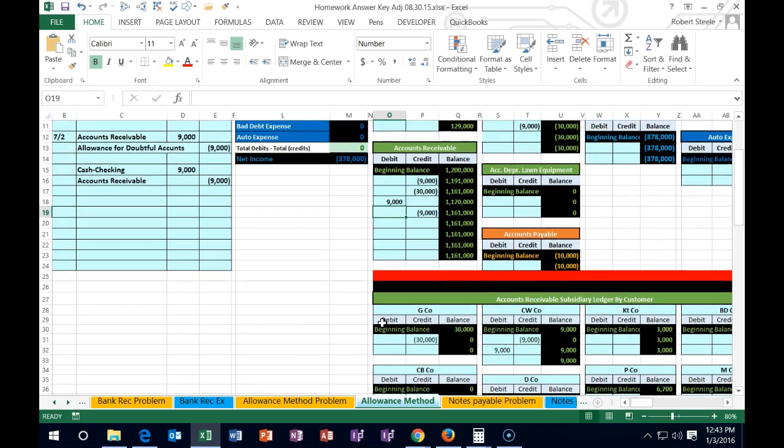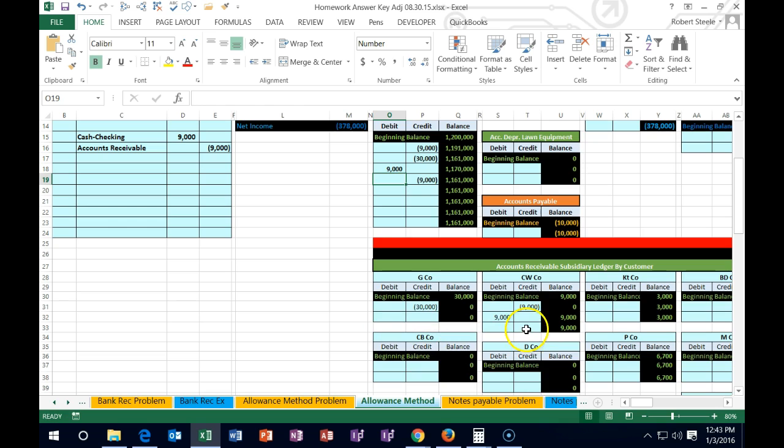So let's scroll down here, look at the subsidiary ledger. We're going back to CW. We just put the 9,000 back on there, and now we're going to take it off again. So we are now in cell T33 equals, and we're going to post that same 9, and there it is.